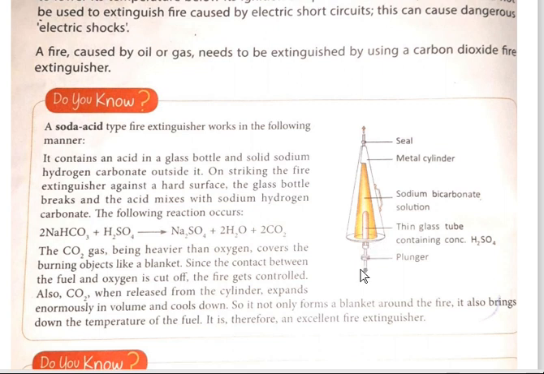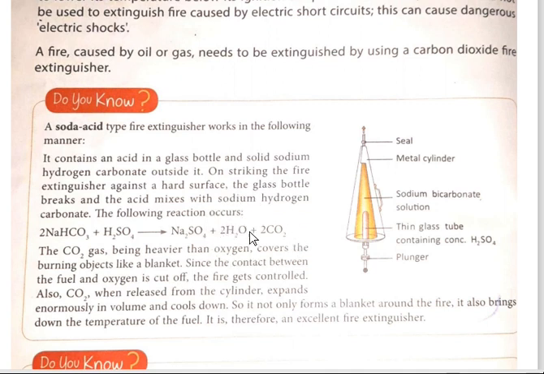Now, there is a plunger here. By striking it, with the cylinder kept upside down, we break the thin glass tube, and the acid from this tube mixes with the sodium bicarbonate in the cylinder and makes carbon dioxide, water, and sodium sulfate salt.